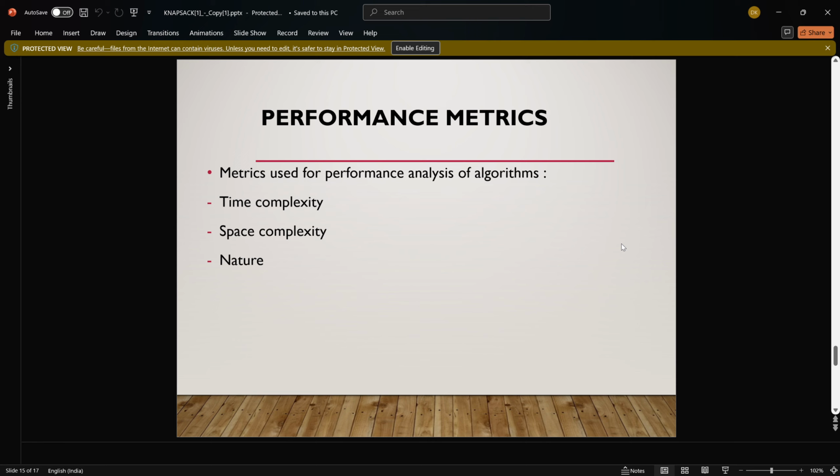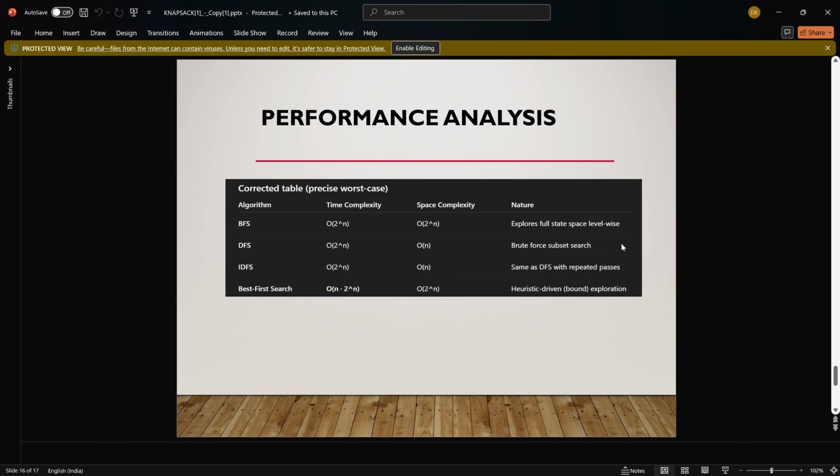Let's look at some performance metrics. What we use here are time complexity, space complexity, and the nature. Here in this table we can see BFS has time complexity O of 2 power n, space complexity O of 2 power n, and if you look at the nature, it explores the full state space level wise. DFS, brute force subset search. IDFS, same as DFS with repeated passes. Best first search, heuristic driven bound exploration.